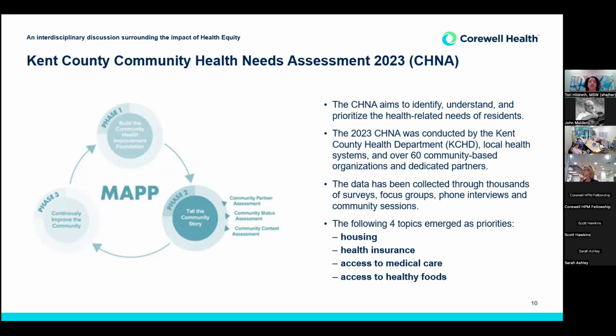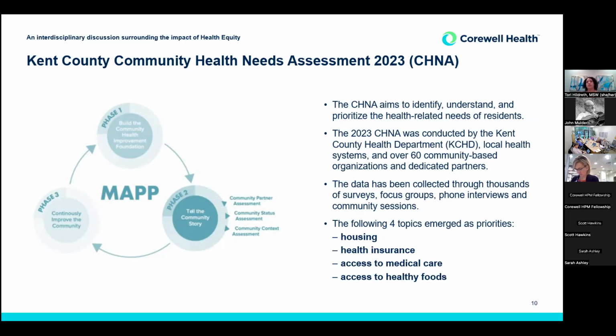And since the first assessment in 2011, Kent County has used this MAP project here. And you'll see this diagram, which is a continuous loop of MAP, standing for mobilizing for action through planning and partnerships, to guide the process. So step 1, we are building our community health improvement foundation. We're then telling the community story, capturing their quotes in surveys, capturing the difficulties that our patients face in different assessments, as well as looking at what's available to patients and to their families in the community currently, or what needs to be changed or added.